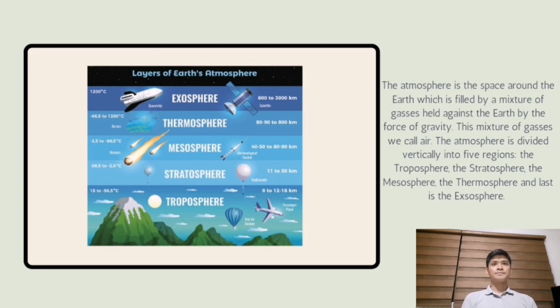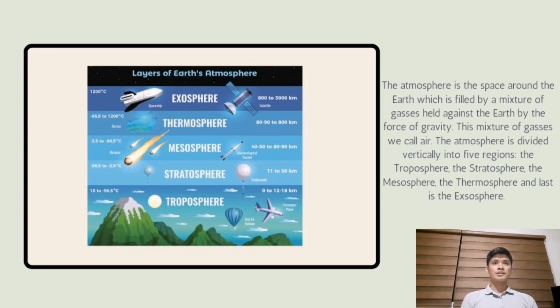The second layer is called stratosphere, and it is located between approximately 12 to 50 kilometers above the Earth's surface. And the top part po ng stratosphere is called the stratopause. The third layer is the mesosphere. So it is located between about 50 and 80 kilometers above Earth's surface. And the mesosphere gets progressively colder with altitude. And the boundary layer of mesosphere is called the mesopause.